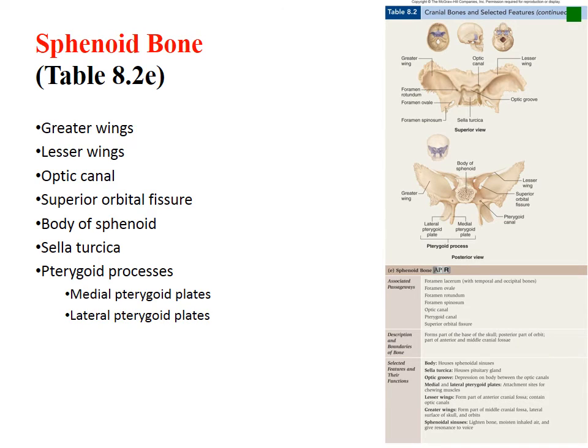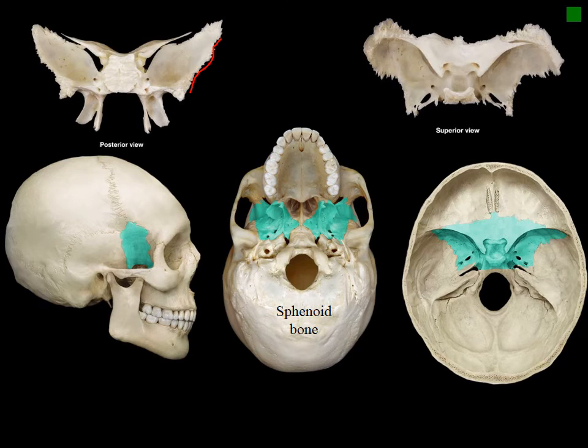Now, the sphenoid bone can seem a little intimidating because it does have a lot of landmarks, but we just take it step by step and you'll be able to see them relatively clearly. The biggest key for determining what landmark you're looking at is first to figure out what orientation you are looking at the sphenoid in.